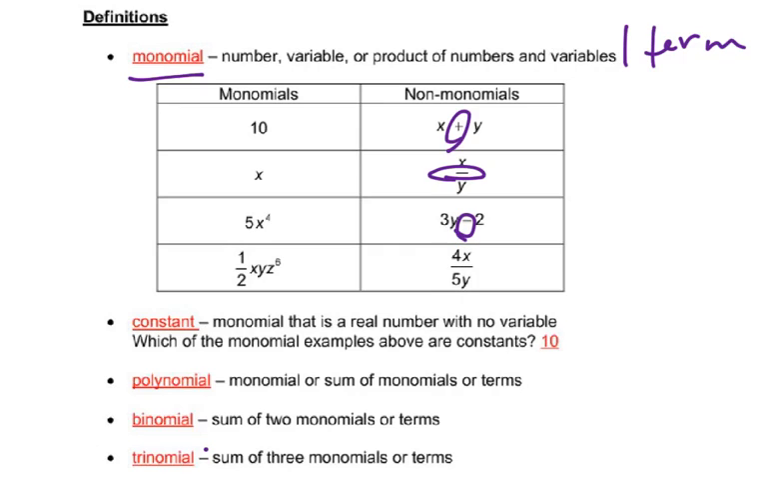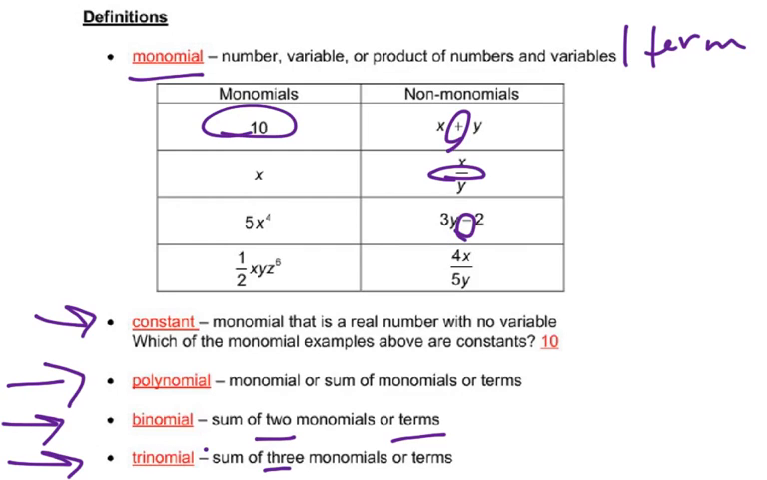Next word, a constant, is a monomial that is a real number with no variable. Which of the monomial examples above are constants? And that's going to be 10. It's the only one that doesn't have a letter with it. Polynomial is a monomial or sum of monomials or terms. So they're all going to be polynomials. Everything we look at is a polynomial. Binomial is the sum of two monomials or terms. Okay, two terms. And a trinomial is three terms.